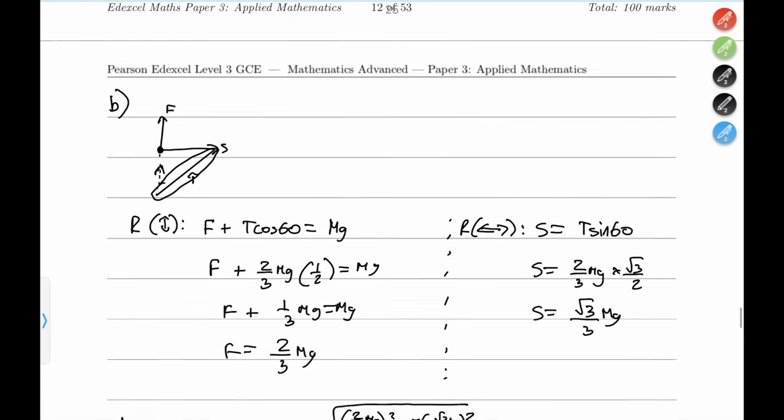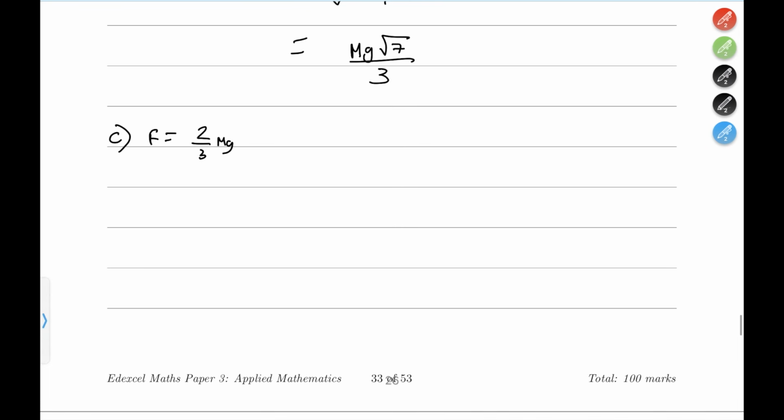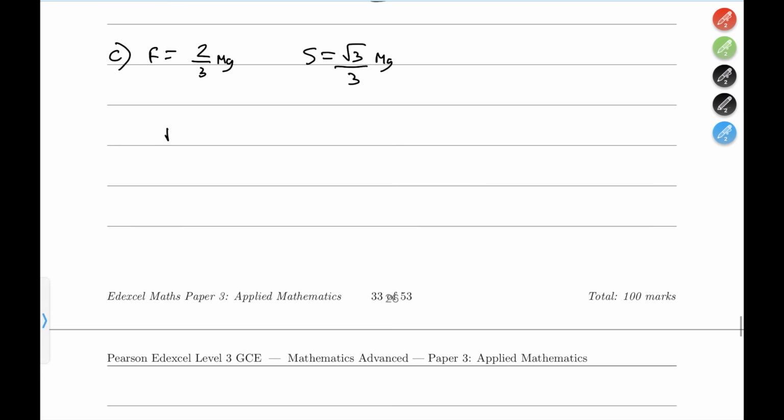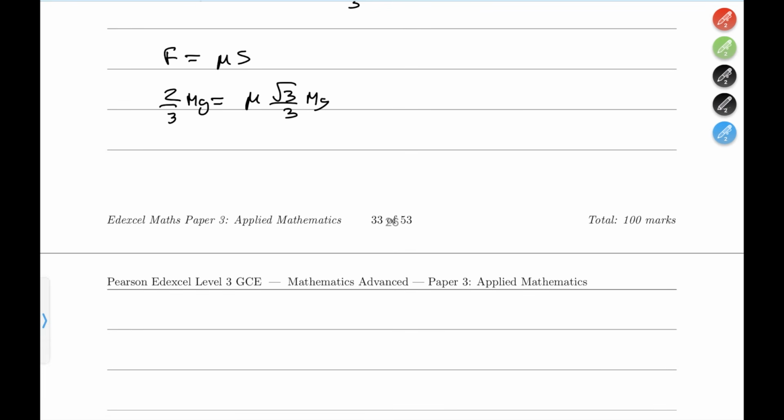Okay, and we know we calculated the normal reaction force to the wall is root 3 over 3 mg. So that is here. So we want F_R, so we want that F equals mu S. So 2 over 3 mg equals mu root 3 over 3 mg. So we can obviously get rid of the mg's and we can get rid of the denominator. So we can multiply by 3 over mg. We're going to get 2 equals mu root 3.